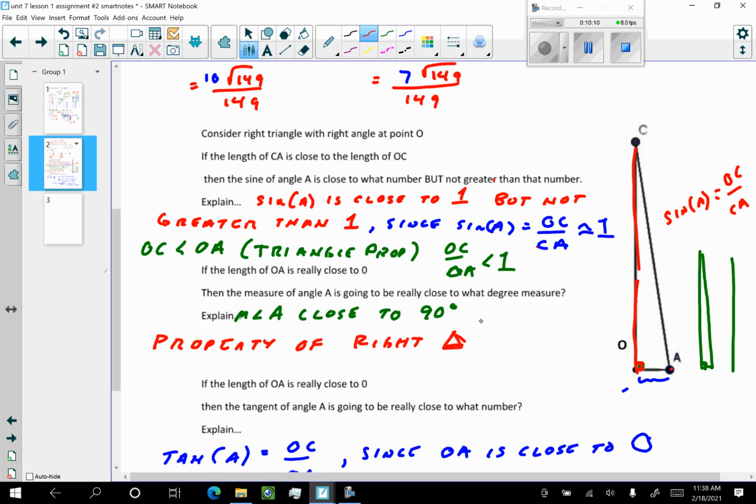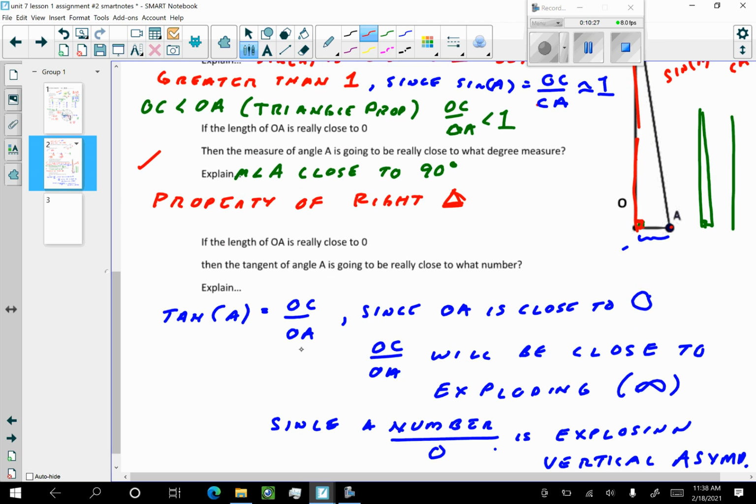Not a lot of discussion needed here. But here's a really good question. If OA is indeed really close to 0, then what's the tangent of A? The opposite, which is OC over OA. Ooh. And OA, what do we know? OA is really close to 0.